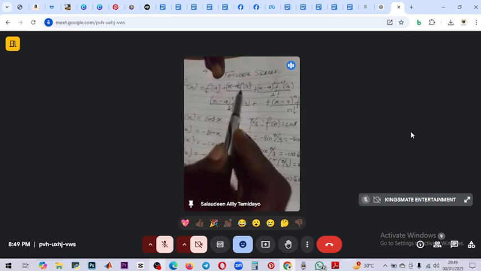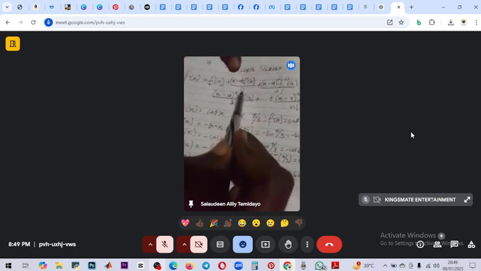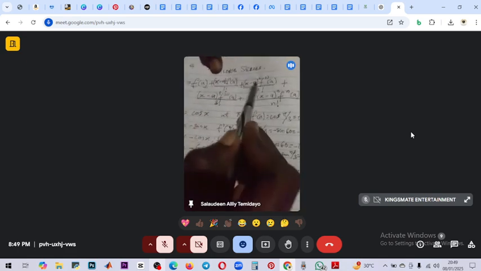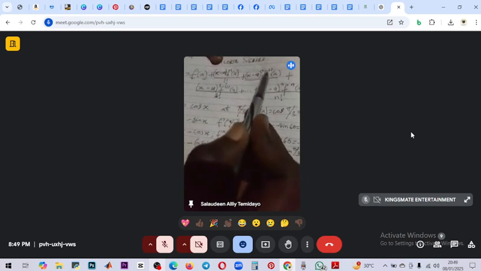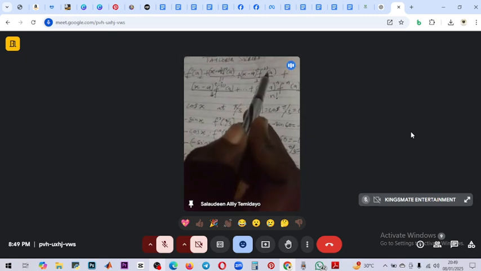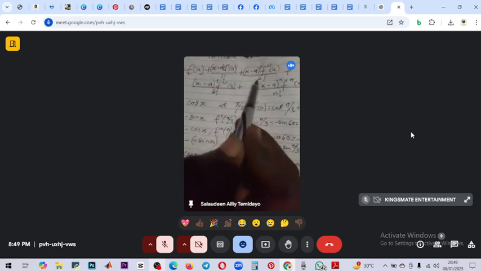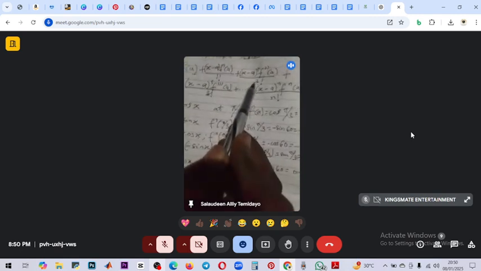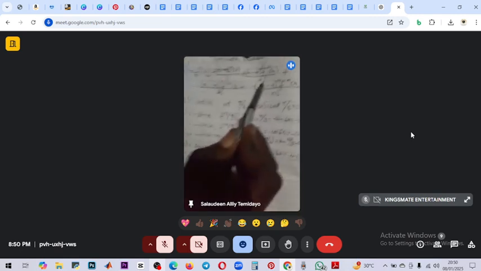Now it's already differentiated: f prime of a over 1 factorial, plus (x minus a) squared times f double prime of a, divided by 2 factorial. That is because this one has turned to a square, so this is definitely going to turn to 2 factorial.